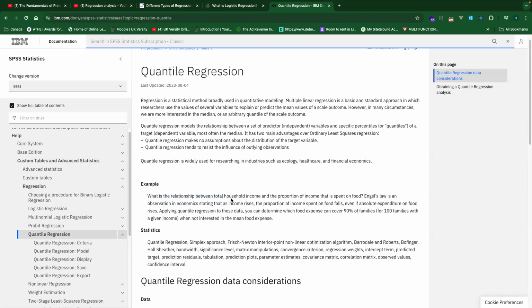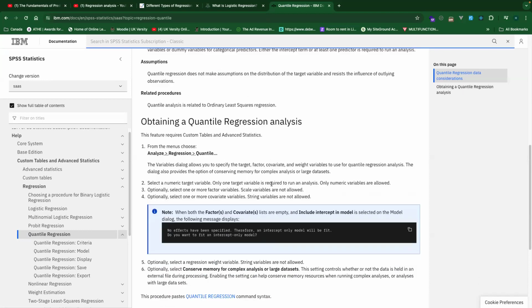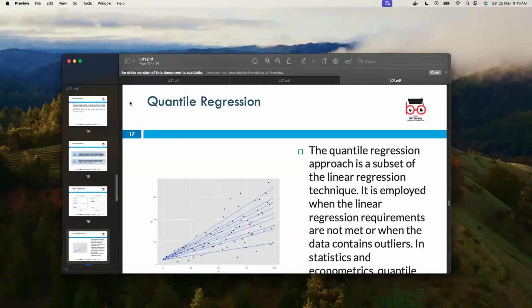Example: what is the relationship between total household income and the proportion of income that is spent on food? Engel's law is an observation in economics stating that as income increases, the proportion of income spent on food falls, even if absolute expenditure on food rises. Applying quantile regression to this data, you can determine which food expense can cover 90% of the family. For 100 families with a given income, we're not interested in the main food expense. So that is a good example of quantile regression.